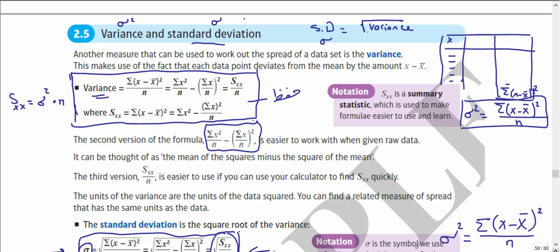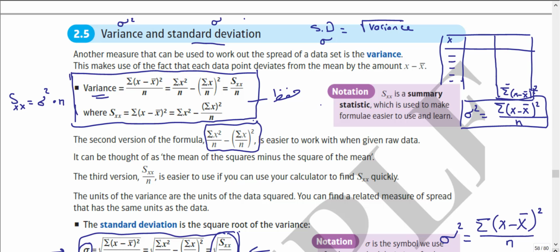So if any question they are asking for the variance, you get the variance. If they are asking for the standard deviation, you have to get the variance first وبعدين you take the square root of the variance. Clear? So you always get the variance first.